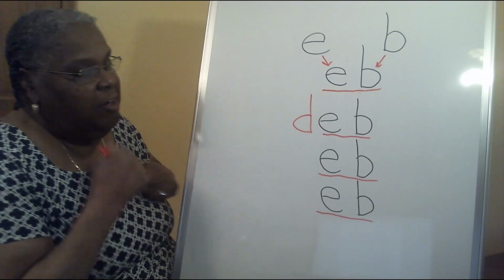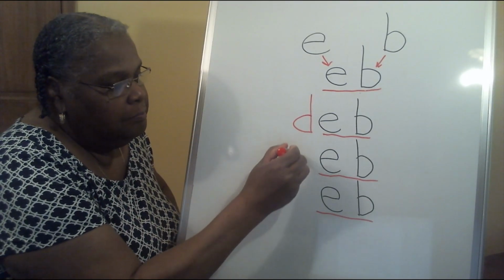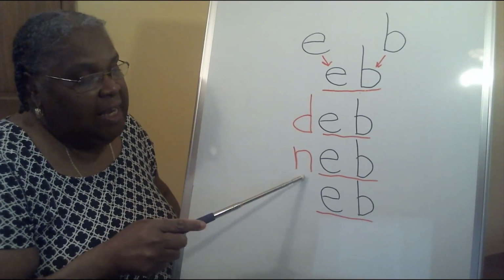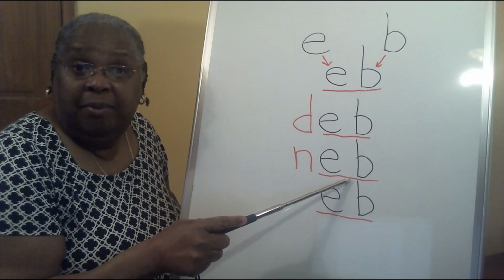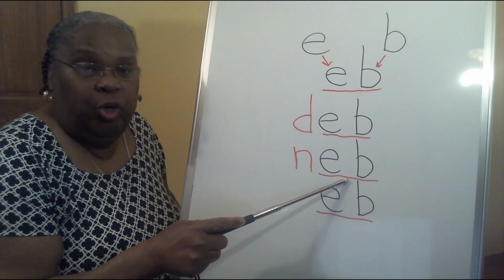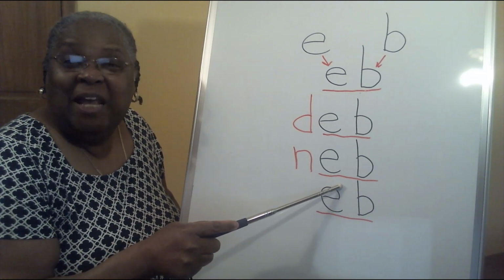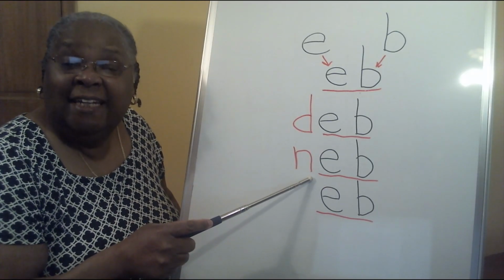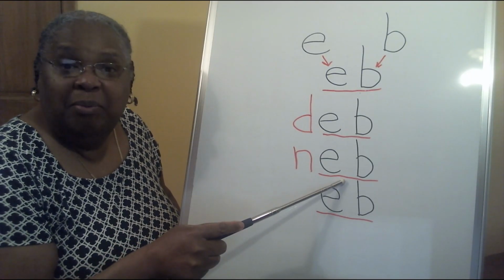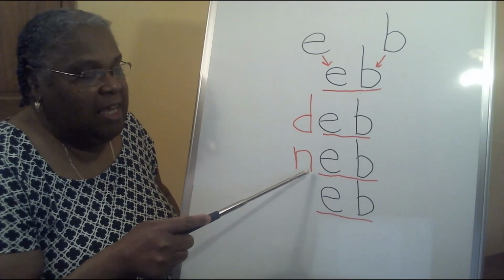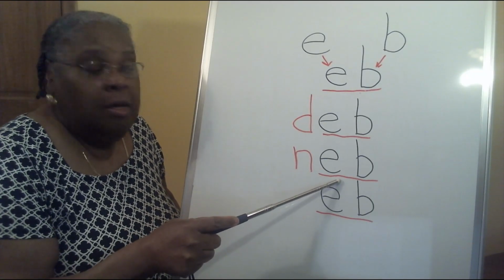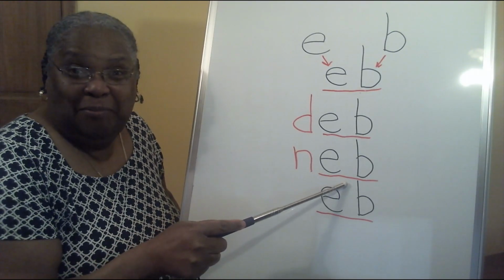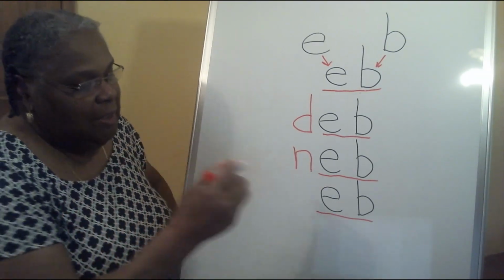When we put the letter N at the beginning of the blend ebb, we form the word neb. Let us sound out the word together. Say the N sound. Say the sound of the blend. Ebb. Now say the N sound and the sound of the blend together smoothly. Neb.